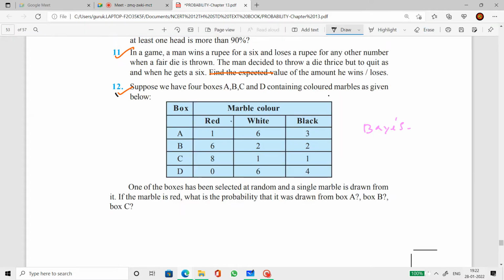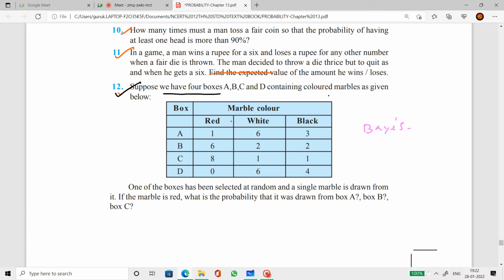So next is question number 12. Suppose we have 4 boxes A, B, C, D containing colored marbles as given below. Box A contains 1 red, 6 white and 3 black, so total 10. Box B contains 10 again. Box C contains 10 again. And box D contains 10. One of the boxes is selected at random and a single marble is drawn from it. If the marble is red, what is the probability it is from A, B and C? So this is actually 3 subdivisions.